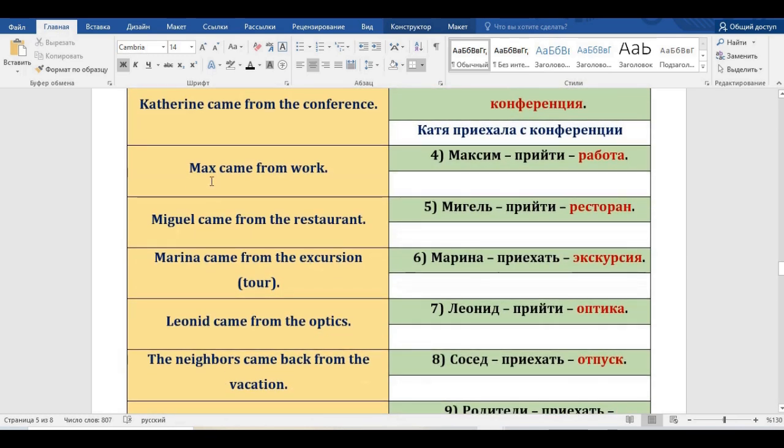Next one. Max came from work. Максим прийти работа. Максим что сделал? Пришел. Откуда? С работы. Not из работы. Miguel came from the restaurant. Мигель прийти в ресторан. Значит, Мигель что сделал? Пришел. Откуда? Из ресторана.